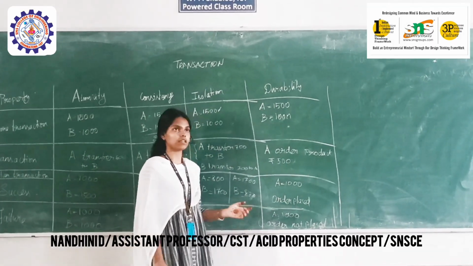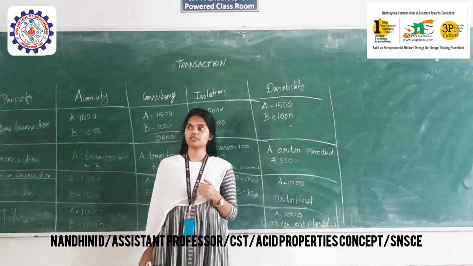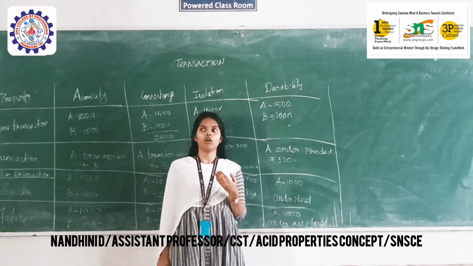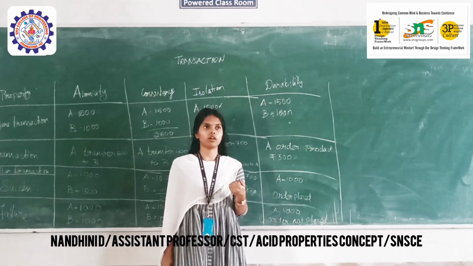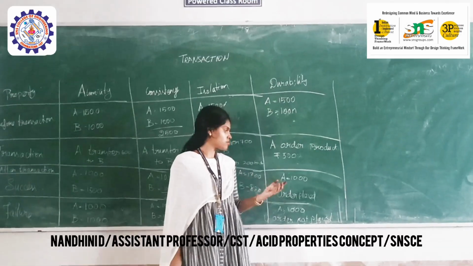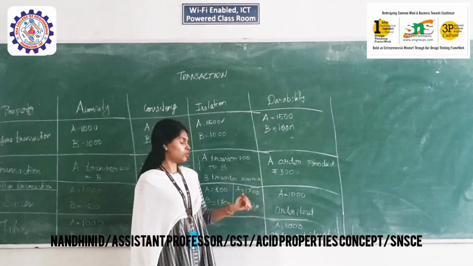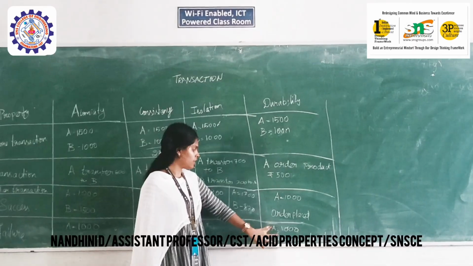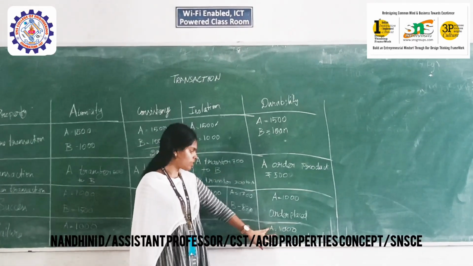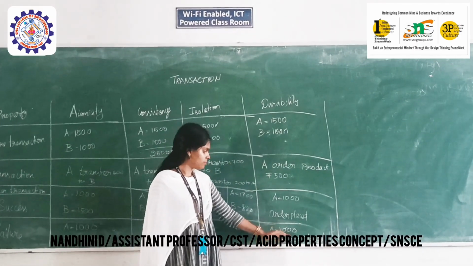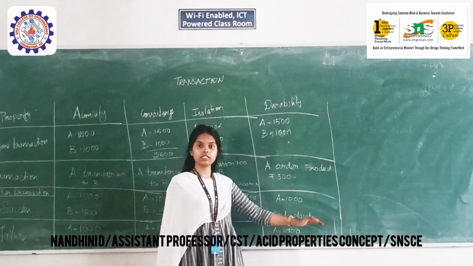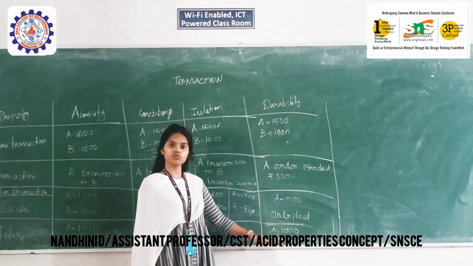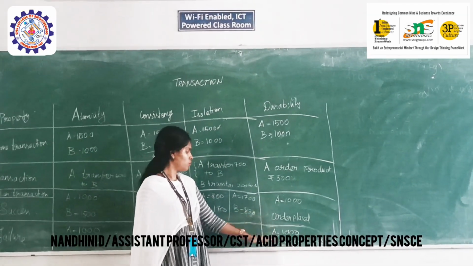But in a failure state, let us consider it may be a server error or system problem or whatever error occurs. Due to that, sometimes we may experience that from account A 500 has been deducted, but the order is not placed. So it is a failure.